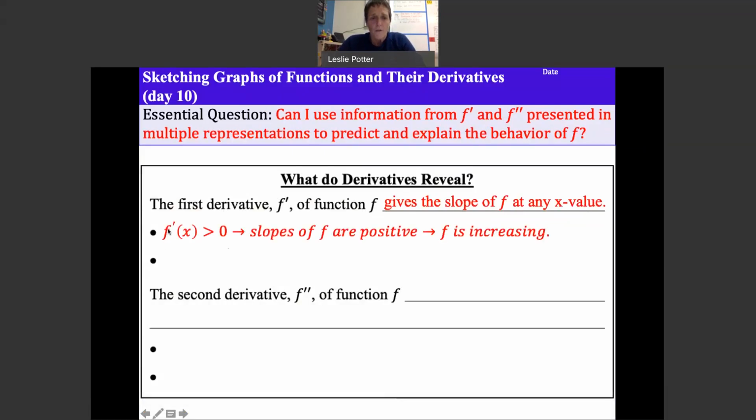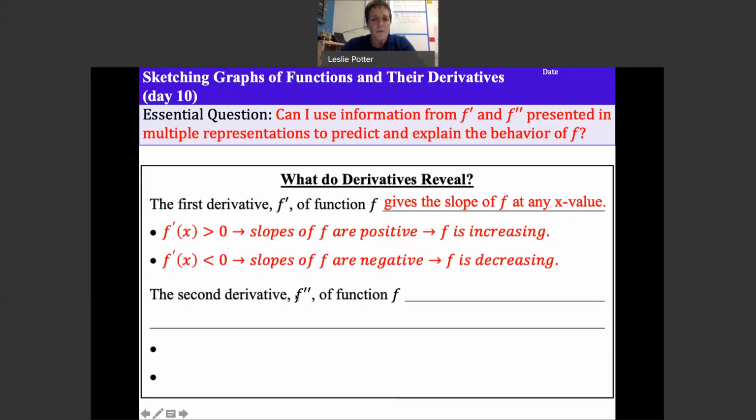We know that if the first derivative is positive, or greater than 0, the slopes of f are positive. In other words, they're uphill. And that correlates back to the function by indicating that the function is increasing, because if we have positive slope, that means we're going vertically upward in function value. Similarly, if the first derivative is less than 0, the slopes of the function are negative. So the tangent lines are negative, and that means the function is decreasing in its value.